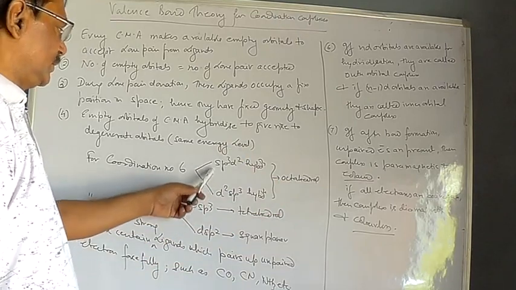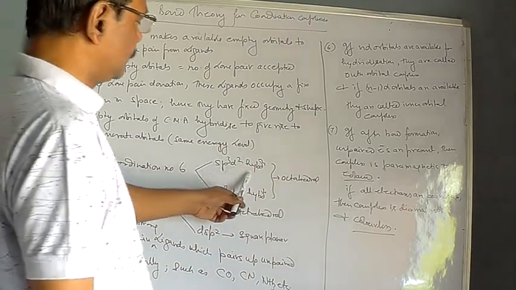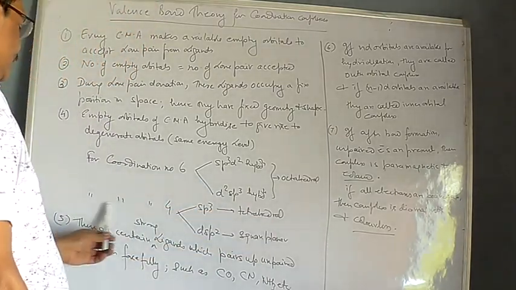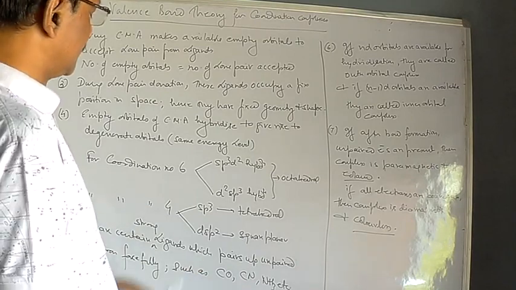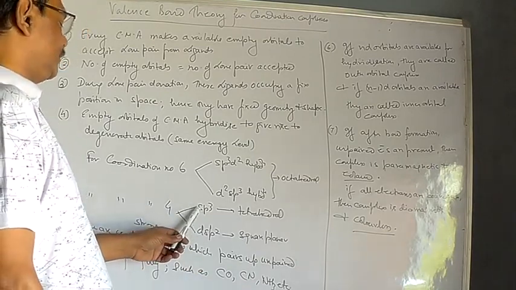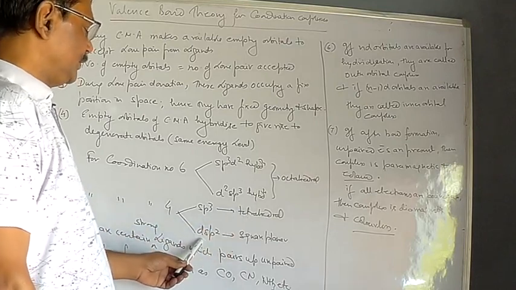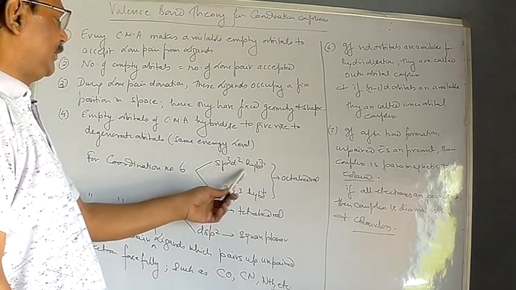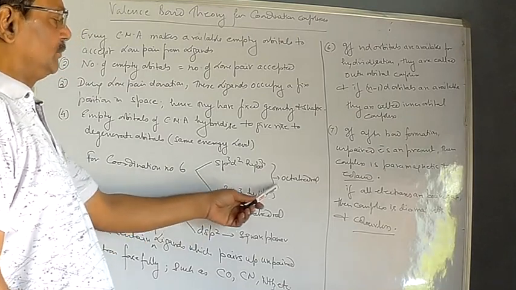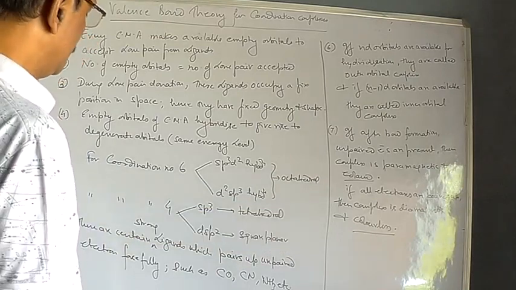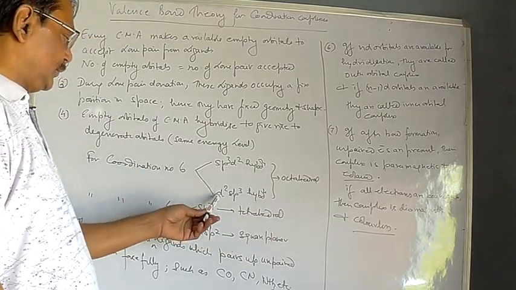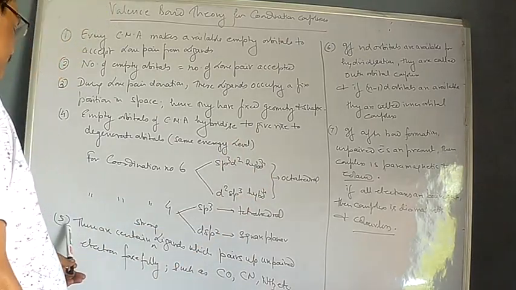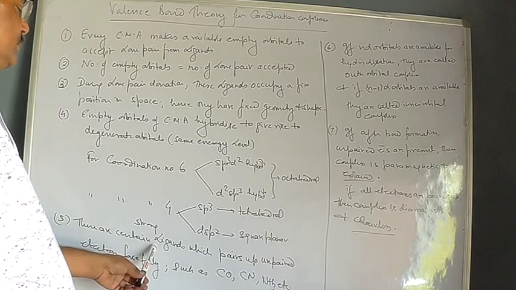For coordination number 6, which means the CMA is accepting 6 lone pairs, there can be 2 hybridizations, either sp3d2 or d2sp3. For coordination number 4, if 4 lone pairs are being accepted, there can be 2 hybridizations, either sp3, where the structure will be tetrahedral, or dsp2, where the structure will be square planar. For coordination number 6, either sp3d2 or d2sp3, both have the same shape, that is octahedral. How they are going for sp3d2, how they are going for d2sp3, in due course of time in lectures you will understand.